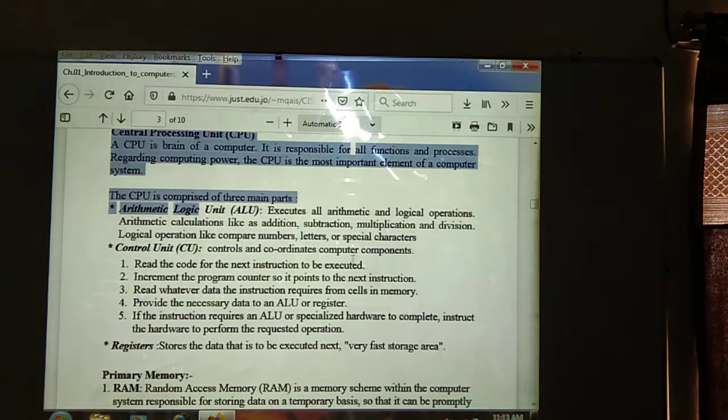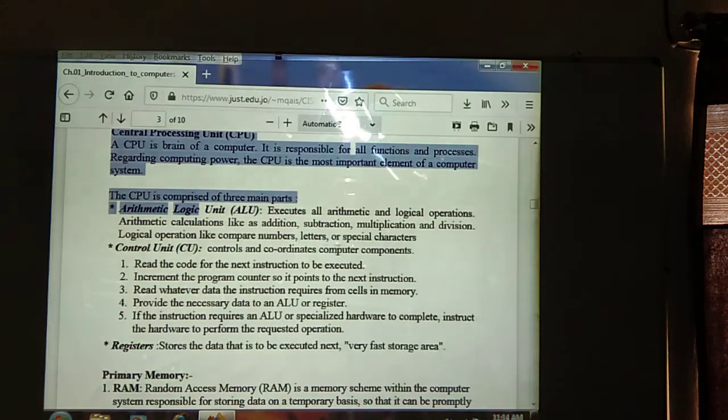The control unit controls and coordinates the computer components. What computer components? They are controlled by the mouse, keyboard, and so on. Suppose we are entering 3 or more programs at a time; if you want to execute 3 or more programs at a time, it should be controlled by the control unit. First we can see the control unit.